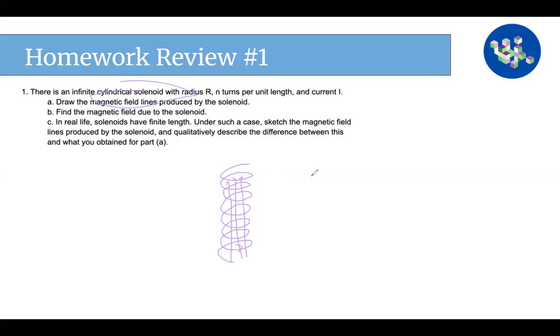Also, because it's infinite, in the regions outside the solenoid, there's zero magnetic field. That was pretty standard. Now, find the magnetic field due to a solenoid. Remember, when we have an infinite cylindrical solenoid, the magnetic field outside the solenoid is zero. So we already know that B outside of the solenoid, B out, is always equal to zero. Now we just want to find the magnetic field inside the solenoid.